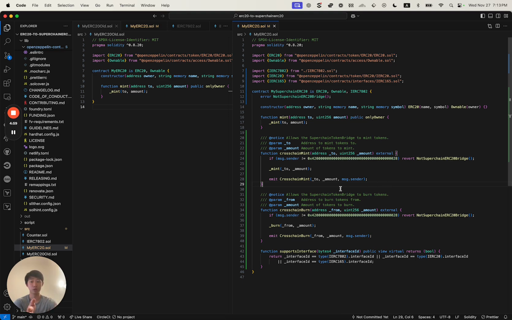Small caveat about what this msg.sender here is. So this is your token contract, right? So who is going to be calling this contract? The Superchain ERC20 bridge, right? And everything else is just going to revert. So msg.sender is always going to be the Superchain token bridge here. And similarly, in the cross-chain burn, you first check that only the Superchain ERC20 bridge can call it, and then call the internal function from OpenZeppelin, and then emit the corresponding event.